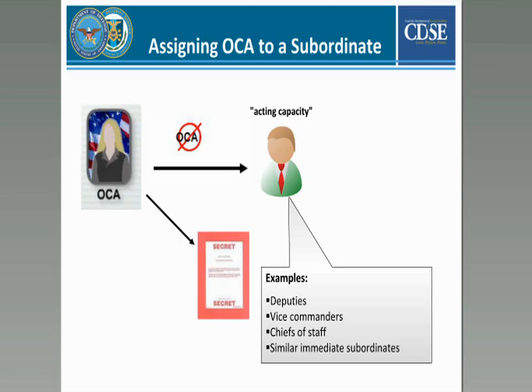Before a subordinate acting in the capacity of an OCA can perform original classification, he or she must certify in writing that they have been trained as an OCA. Those records of delegation or training must be maintained by your activity security manager.